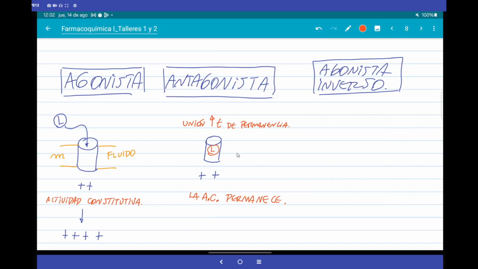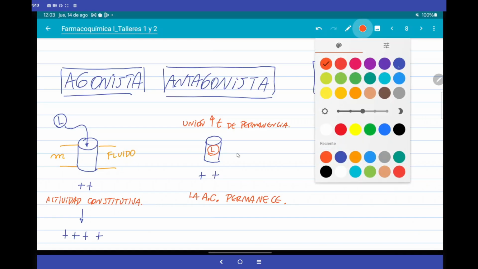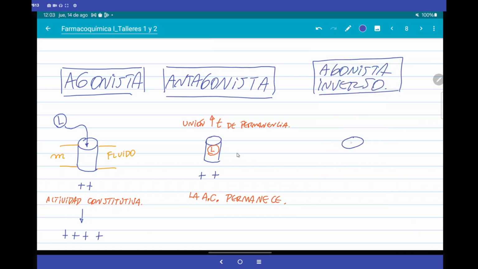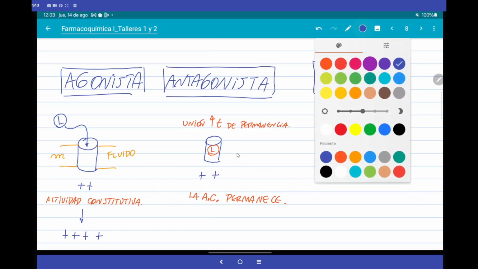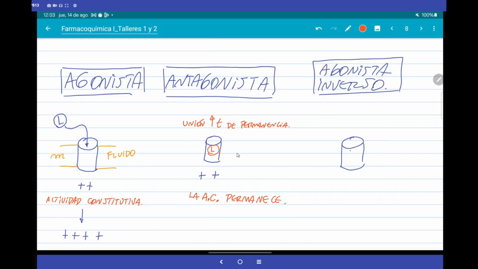Well, and finally the last case, the inverse agonists, is when the ligand arrives, joins here in the cavity, and suppresses the constitutive activity. Then it suppresses the constitutive activity. So the question is: is the inverse agonist acting as an agonist or as an antagonist?